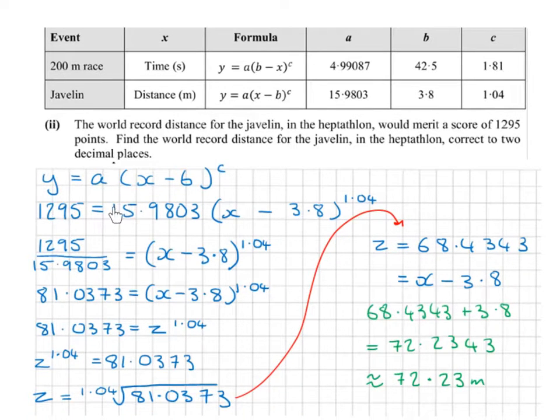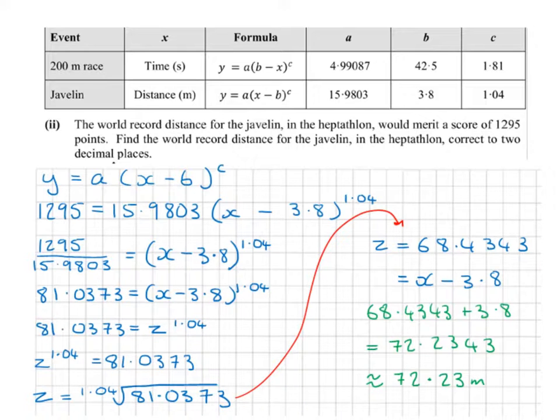We first of all want to get rid of the 15.9803, so we divide. And 1,295 divided by 15.9803 is 81.0373 to 4 decimal places. So we want to solve for x. So one way we can do it is we can say, well, we have to get rid of the power 1.04. So bringing that over the equal sign, we'd get the 1.04th root of 81.0373. And then we would have to add on the 3.8 to balance the equation.